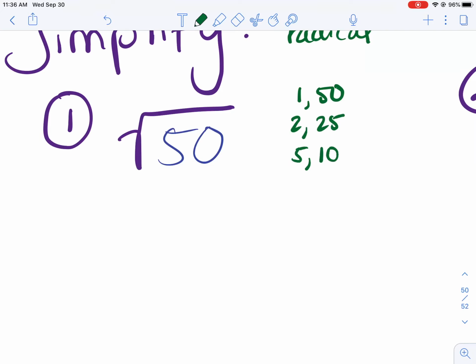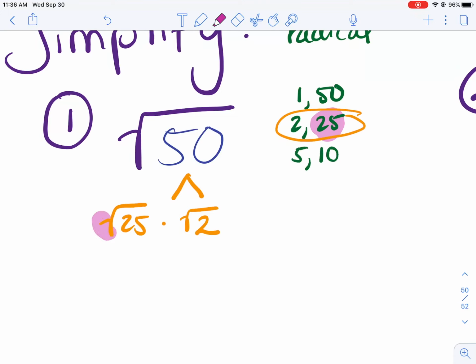So if I look at these, which one of these is a perfect square? Well, the only one is this 25. And again, I'm sorry, 1 is also a perfect square, but it's not the biggest perfect square. So I'm going to split this up, square root of 25 times square root of 2. And then this I can put in my calculator. So the square root of 25 is 5, so we get 5 square root of 2.